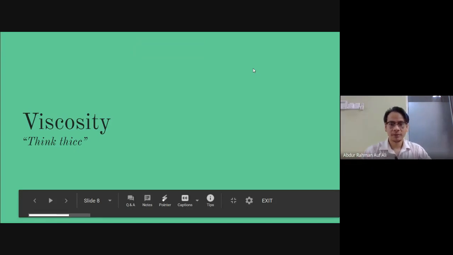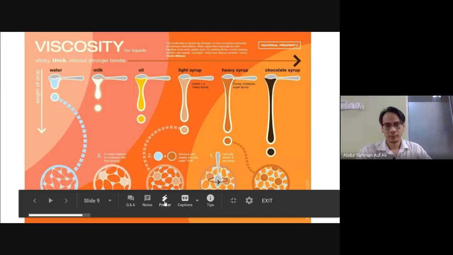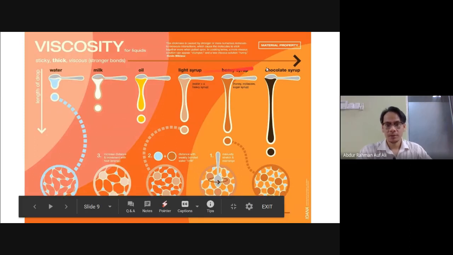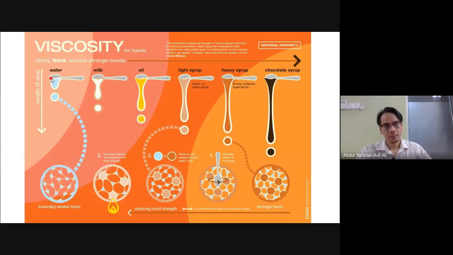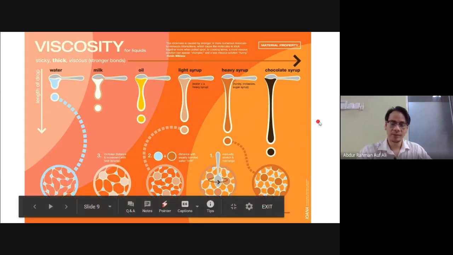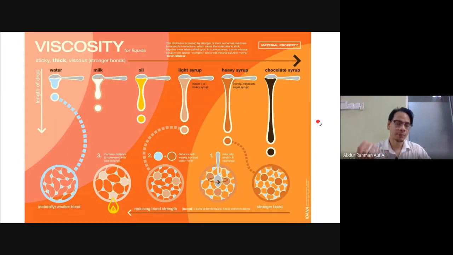Okay, so this is viscosity. This is a picture. This is a diagram that shows a comparison between the viscosity of water, milk, oil, syrup, heavy syrup, and chocolate syrup. So viscosity means kelikatan ataupun kepekatan. Kepekatan is not that accurate. The right word is kelikatan. The ability of solution, the ability of liquid to resist force.